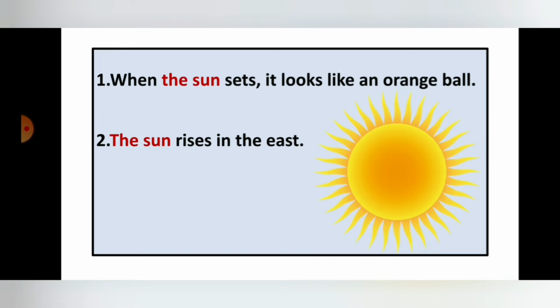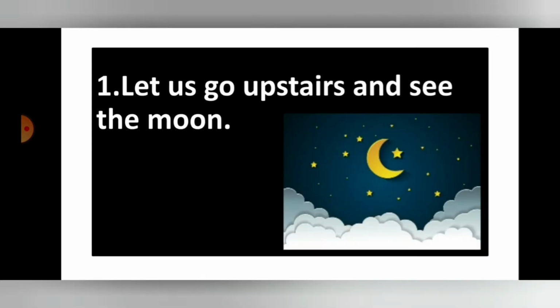The sun rises in the east. Here also, before sun, which is a noun, we have used the. Then the next example, let us go upstairs and see the moon. Here the example is for moon, and before moon we have also used the.